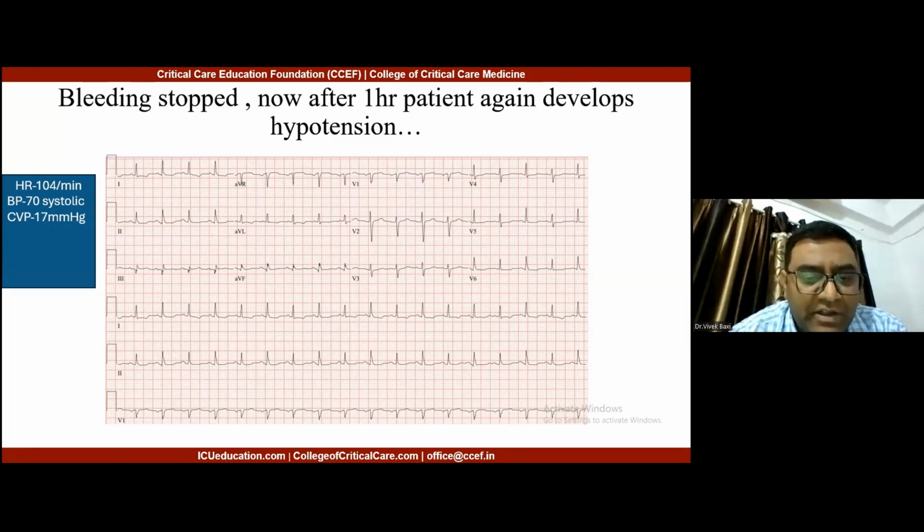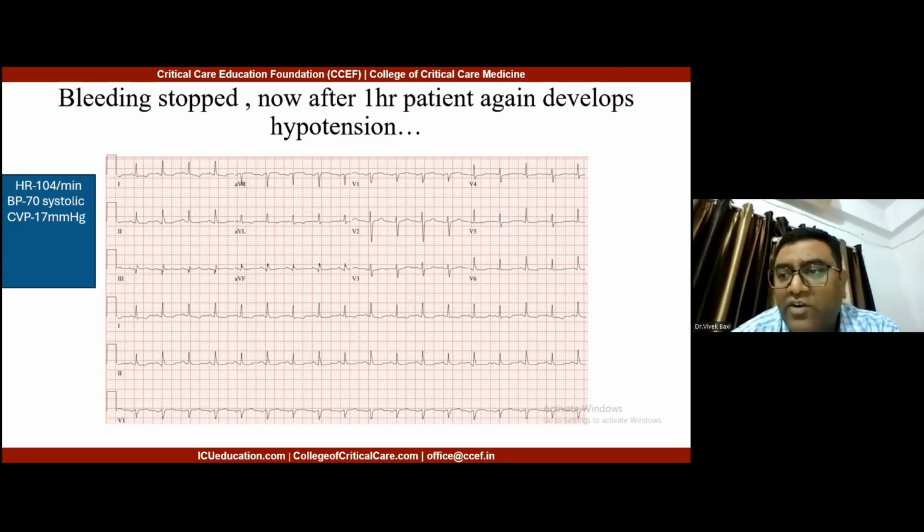Please comment in the chat box. What do you think? What do you see in this patient, and how would you manage this patient? Bleeding has stopped. After 1 hour, patient again develops hypotension. Heart rate 104, BP 70 systolic, CVP is 17.